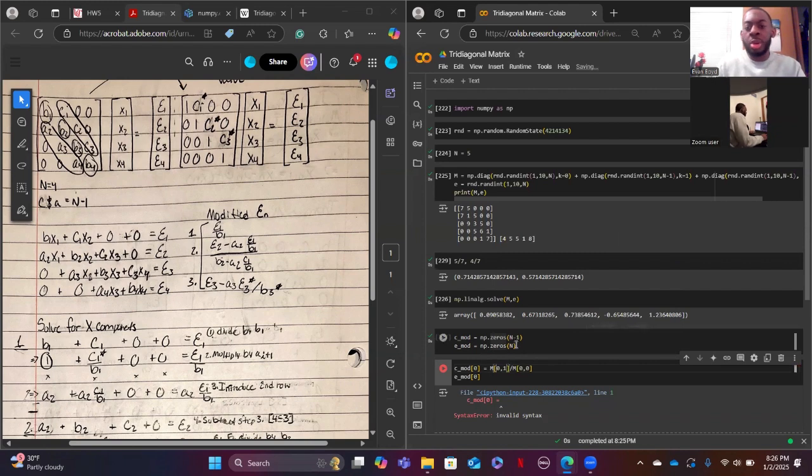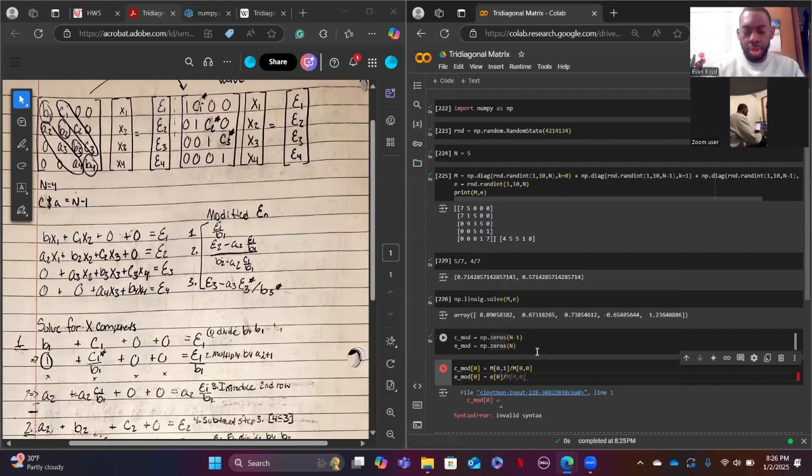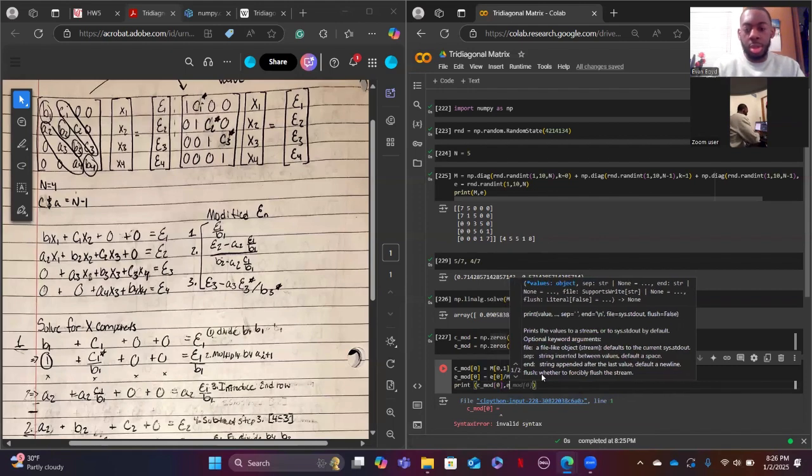So this will be our first modified C, and then for our E, all we'll do is take the first position of the E divided by M at our first row and first column. Okay, let's be a copy one. We shift enter and we print out C mod at 0 and then E mod at 0 as well.